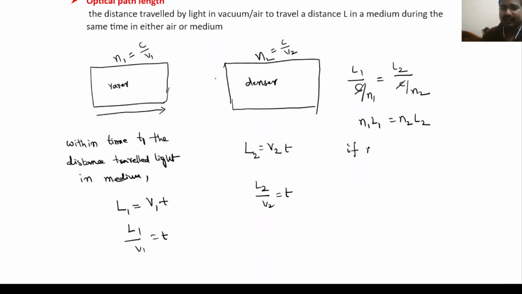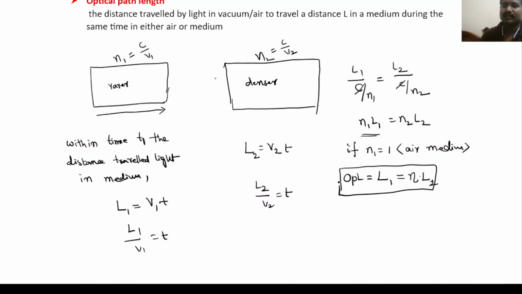So if you take N1 as 1, it means it is an air medium. Then this length is the optical path length. So the optical path length equals the n value, taking n1 as equal to 1. Therefore, L1 equals the refractive index of the denser medium times the length traveled in that given medium. That is your optical path length.